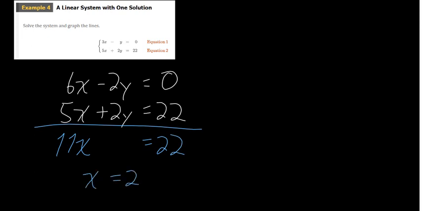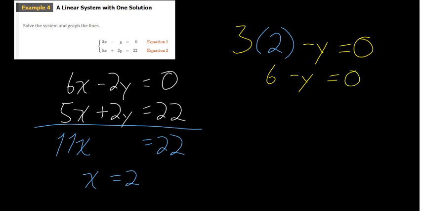Okay. And then I said, it doesn't matter which one you plug it into, as long as you plug it in, right? So let's just go ahead and plug it into the top one. So the top one would be 3 times 2 minus y is equal to 0. 3 times 2 is 6. 6 minus y is equal to 0. Negative y is equal to negative 6, or y is equal to 6. And of course, this is the exact same thing as we saw on the previous page. We have the point (2, 6) as the solution.